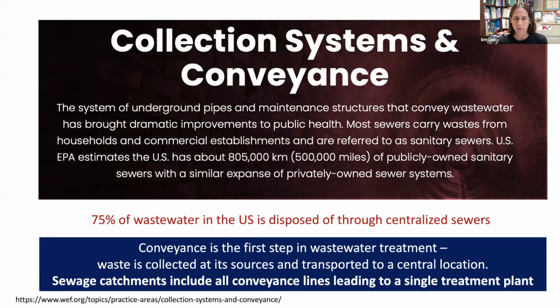So the conveyance is really the first step in wastewater treatment. That flushing of water or the draining of water into the sewer line is the first step. The waste is collected at that source and then transported to a central location. So when you think of a sewage catchment, it includes all of those conveyance lines that lead to a single treatment plant. I wanted to really highlight this because it offers opportunities and challenges. It means there are opportunities to sample in a lot of different ways in a lot of different places. In terms of challenges, you really need to know a little bit about how extensive your conveyance lines are because it can affect the viability of some of your pathogens as they're moving through that conveyance system.